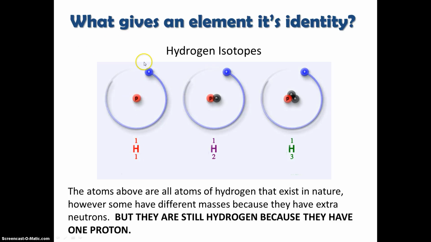This first one is the normal one we study most of the time. One proton, one electron, has an atomic number of 1 and a mass of 1. Here, the mass is increased to 2 because we've added a neutron. Remember, protons and neutrons each have 1 atomic mass unit. And so the furthest one over, we have 2 neutrons and 1 proton, giving hydrogen a mass of 3.